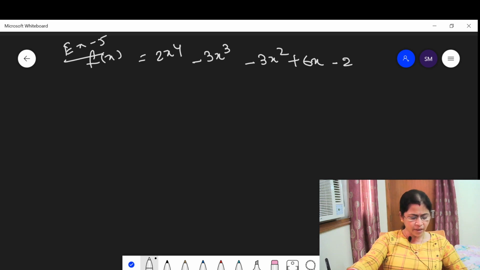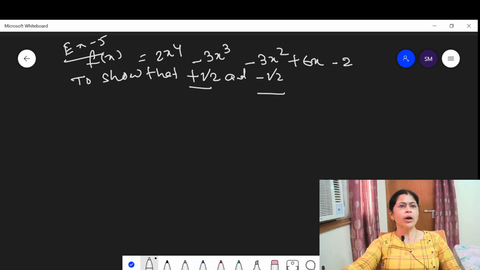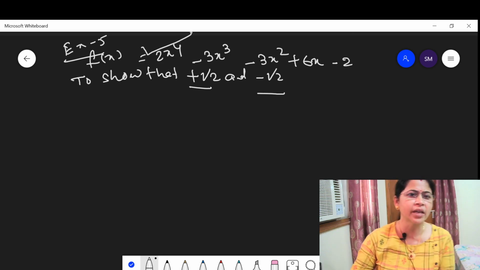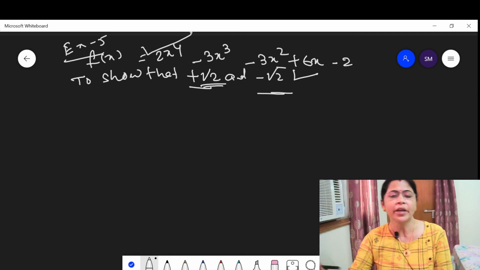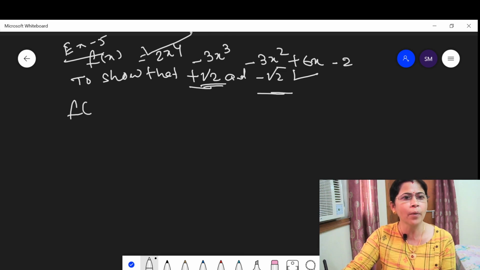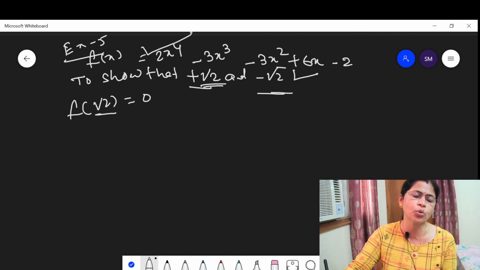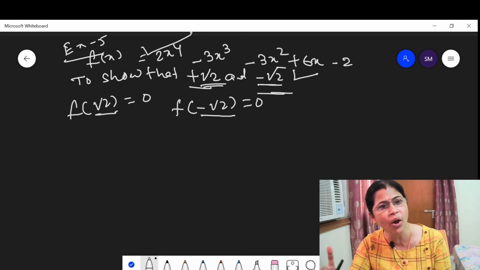Then the next, g(x), is given here. We have to show that plus root 2 and minus root 2 are zeros of the given polynomial f(x). How can we prove that plus root 2 and minus root 2 are the zeros of the polynomial? In which case do we say these are zeros? If f(root 2) is equal to 0, this means root 2 is a zero of f(x), and in the same way, if f(minus root 2) is equal to 0, this shows that minus root 2 is also a zero of the polynomial f(x).